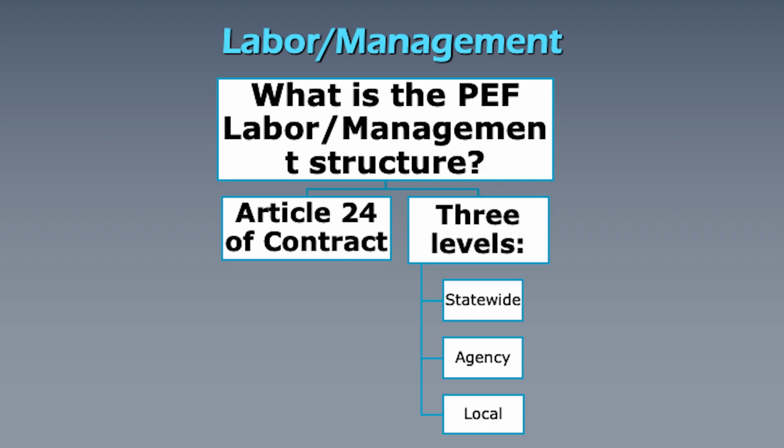The next item that you should know about as a council leader is labor management. This is Article 24 of your contract, and again, labor management is a whole separate workshop, but I'm just covering the basics of what you should know as a council leader. There are 3 levels. At the bottom, you'll see local, then middle, agency, and at the top is statewide.